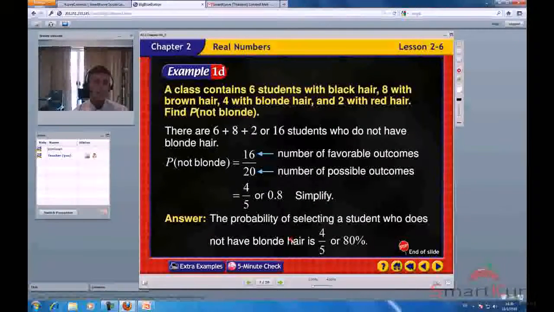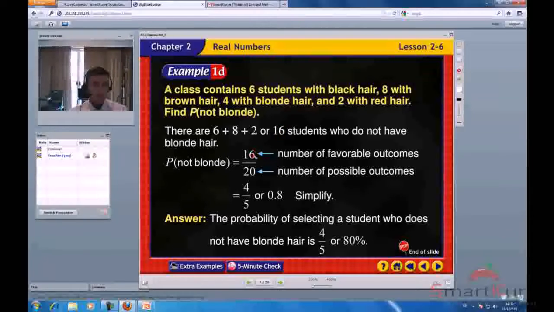A class contains 6 students with black hair, 8 with brown hair, 4 with blonde hair, and 2 with red hair. Find the probability of the student not being blonde. So you include the 6 students with black hair, the 8 students with brown hair, and the 2 students with red hair, for a total of 16. 16 students do not have blonde hair.